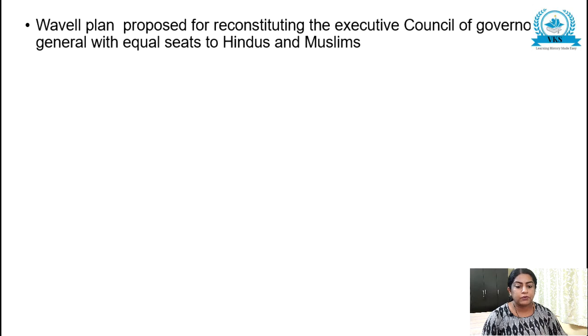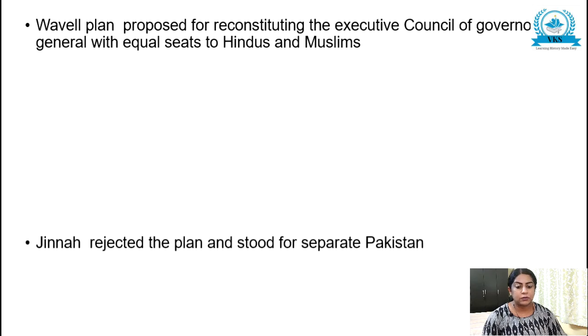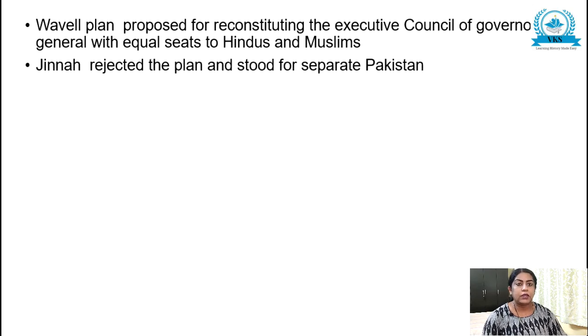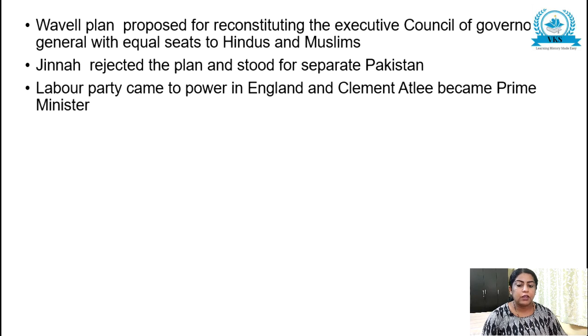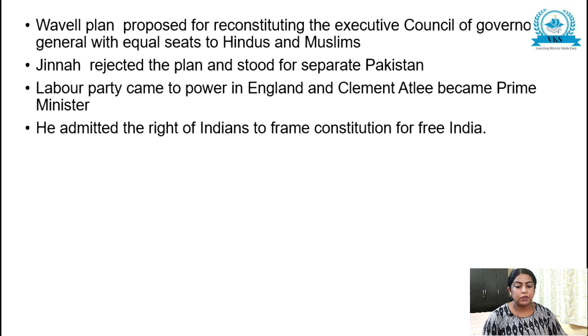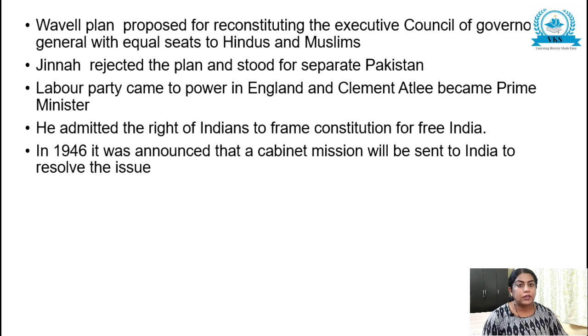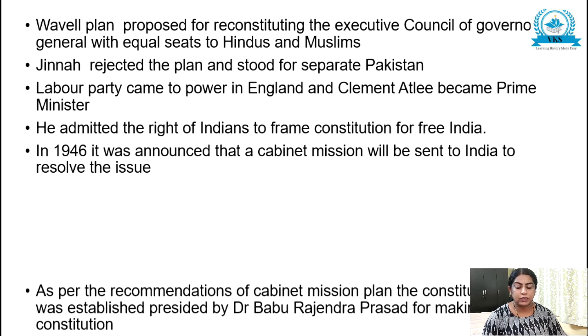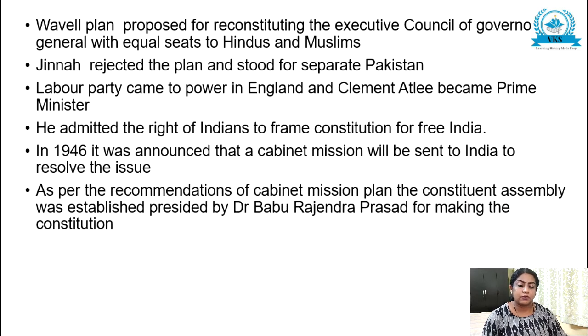The Wavell Plan proposed reconstituting the Executive Council of the Governor-General with equal seats to Hindus and Muslims. Jinnah rejected the plan and stood for a separate Pakistan. The Labour Party came to power in England and Clement Attlee became the Prime Minister. He admitted the right of Indians to frame a constitution for free India. In 1946, it was announced that a cabinet mission will be sent to India to resolve the issue. As per the recommendations of the Cabinet Mission Plan, the Constituent Assembly was established, presided by Dr. Babu Rajendra Prasad for making the constitution.